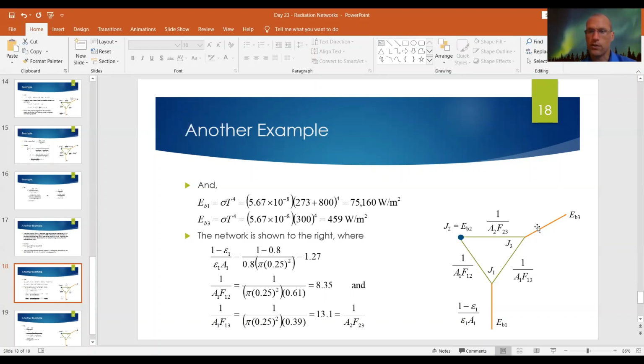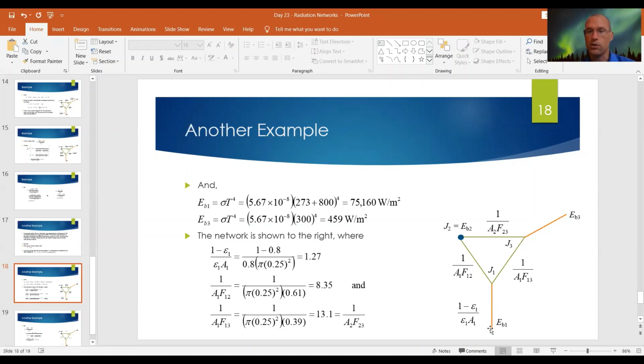Then again, here's my network. The room itself, if you remember, in the question said it was large. It's a large room. So anytime I have a large room, I have a large area. Large area means zero resistance. So EB3 and J3 are, again, essentially the same thing, no resistance through this line.